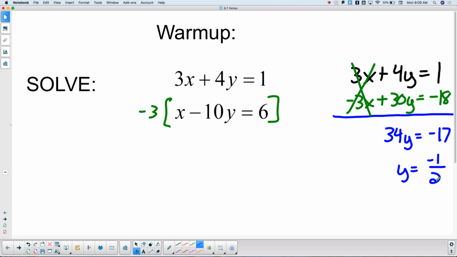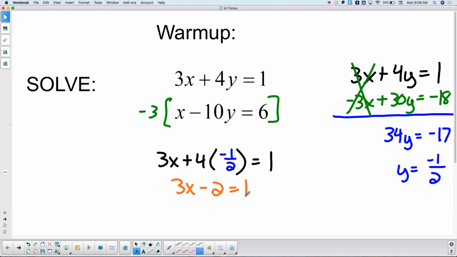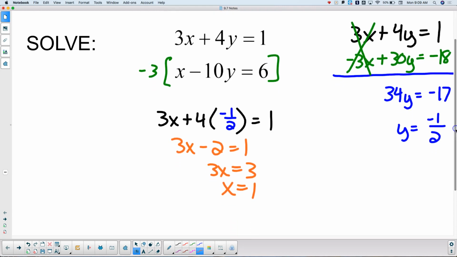Then I'm going to put y equals -1/2 back into one of the equations. And that gives me 3x minus 2 equals 1. Add 2 gives me 3x equals 3. Divide by 3 gives me x equals 1. So I get a possible solution here of (1, -1/2).